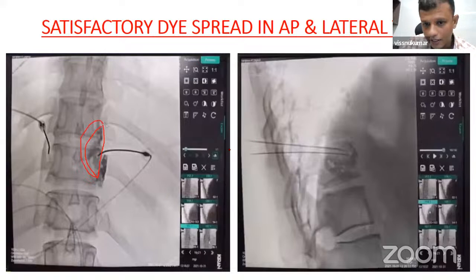Again, in lateral view, you know that my nerves are here, here. And then the lesser splanchnic nerve is here. So I do a radiofrequency ablation here. And then my dye spread, can you see here? This is the dye spread here.